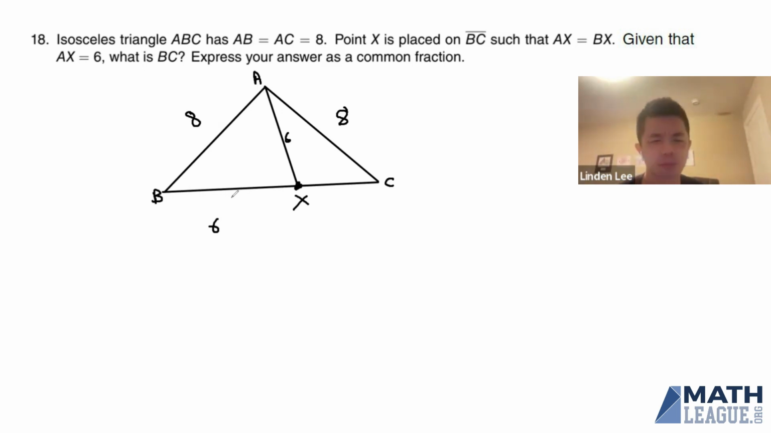Now, this is an interesting case of a problem because there are really multiple ways to do this problem. And so maybe I'll show one way that involves length chasing. There's another way that involves similar triangles. So the way I like to do this kind of problem is I like to say, okay, we're trying to find an unknown side in an isosceles triangle. What do we like when we're talking about isosceles triangles?